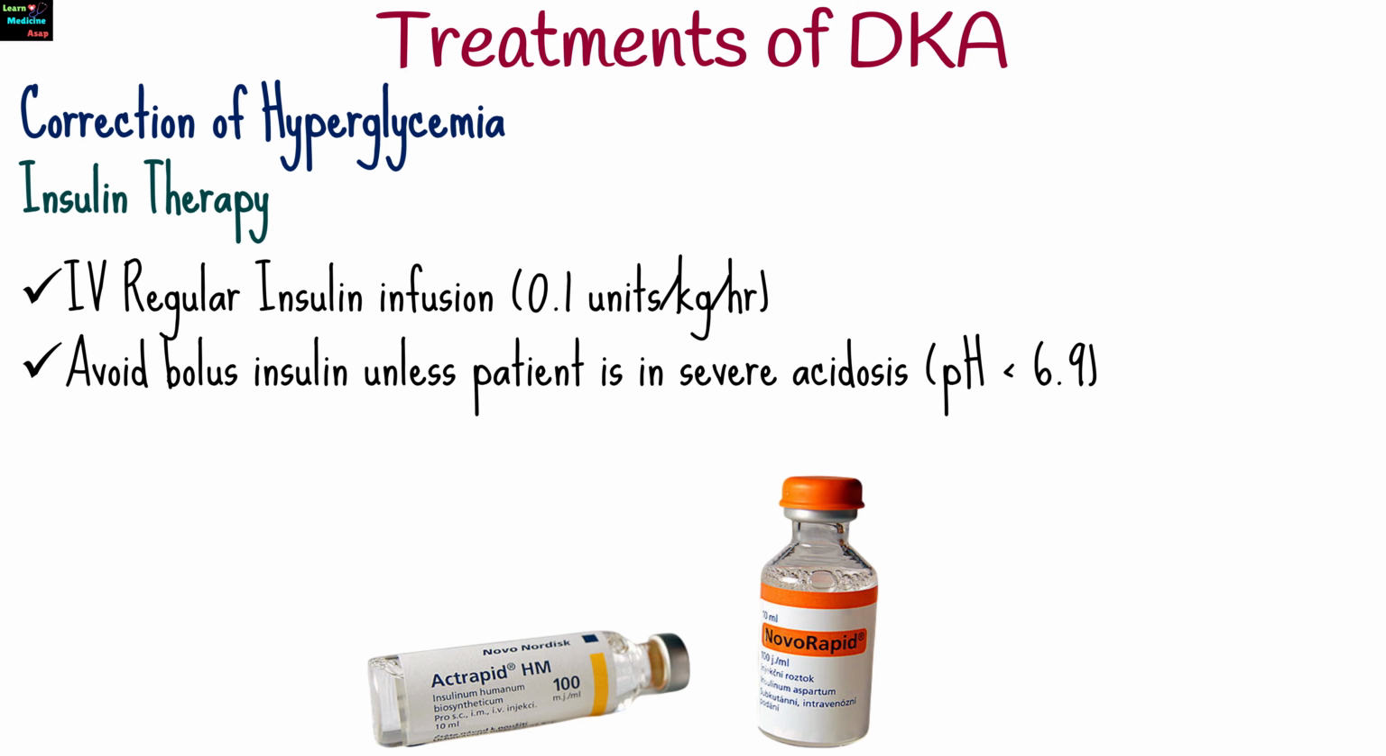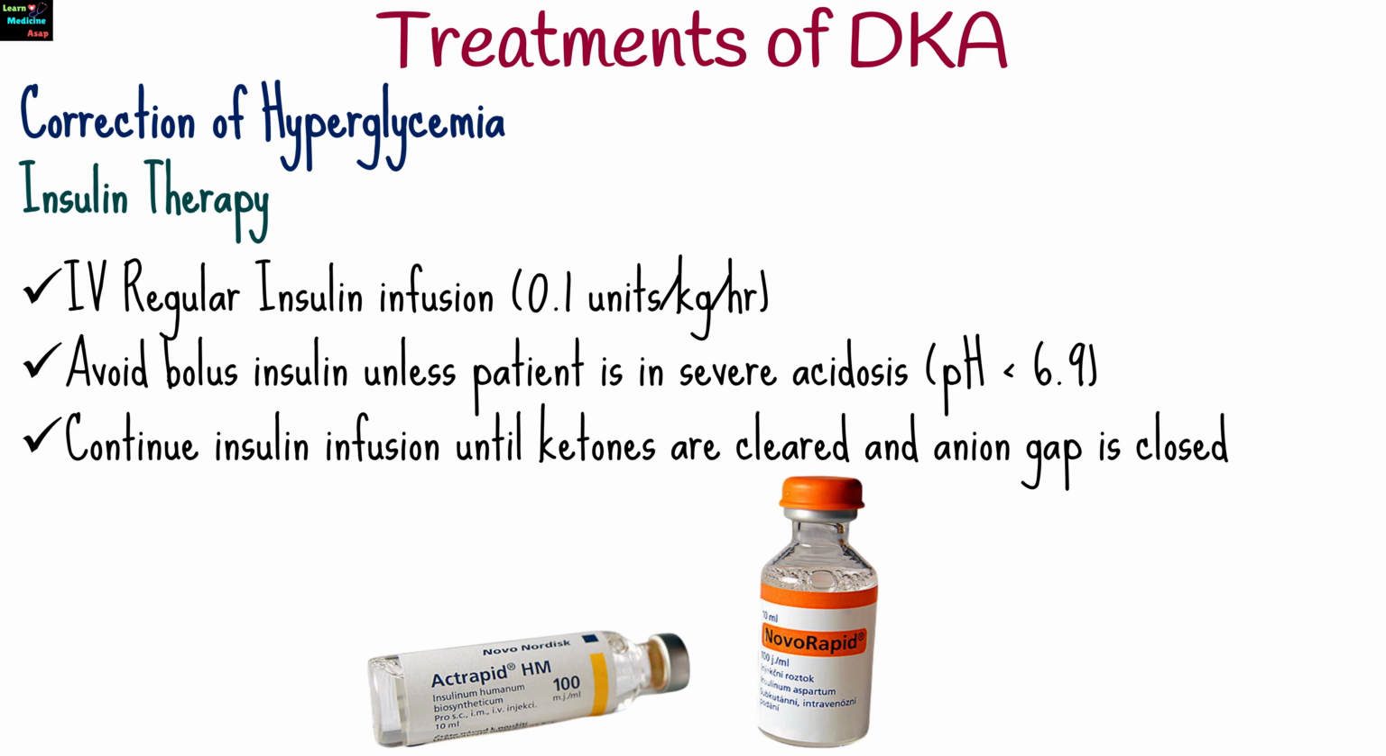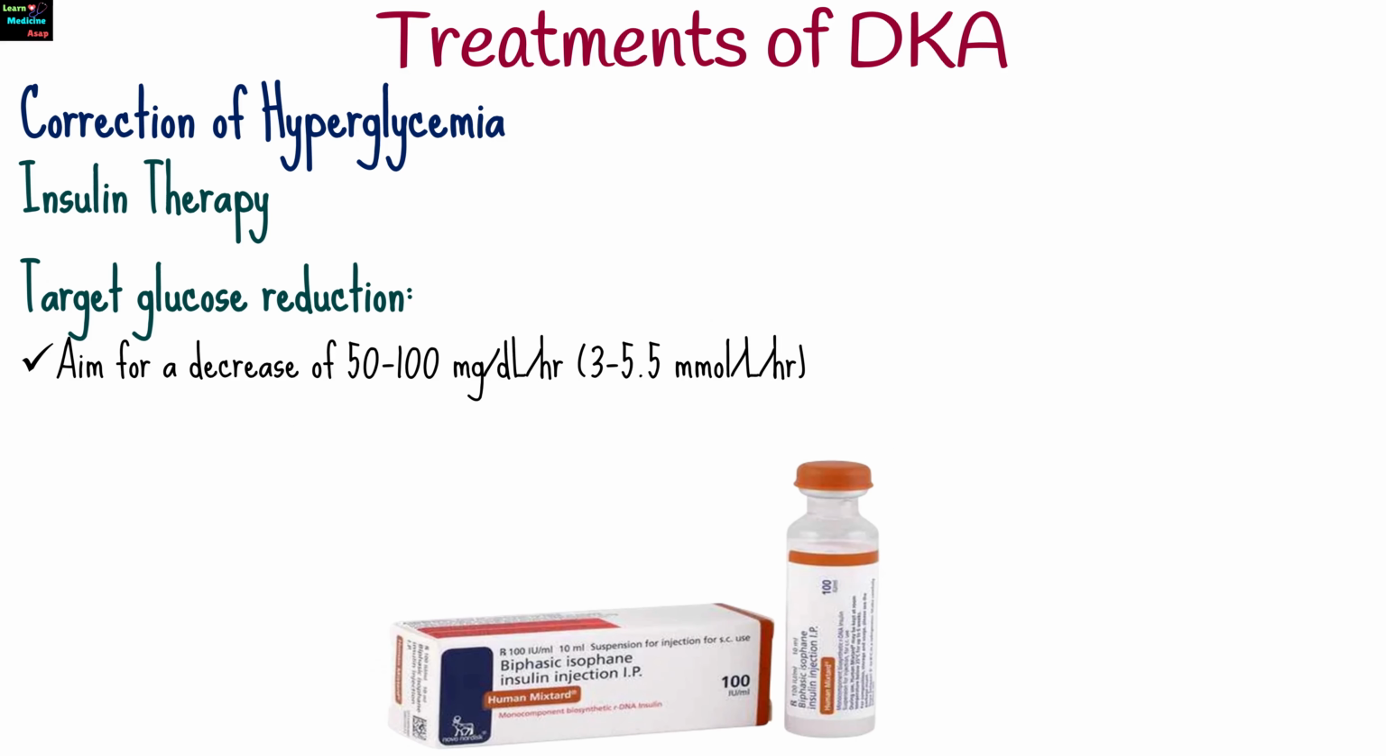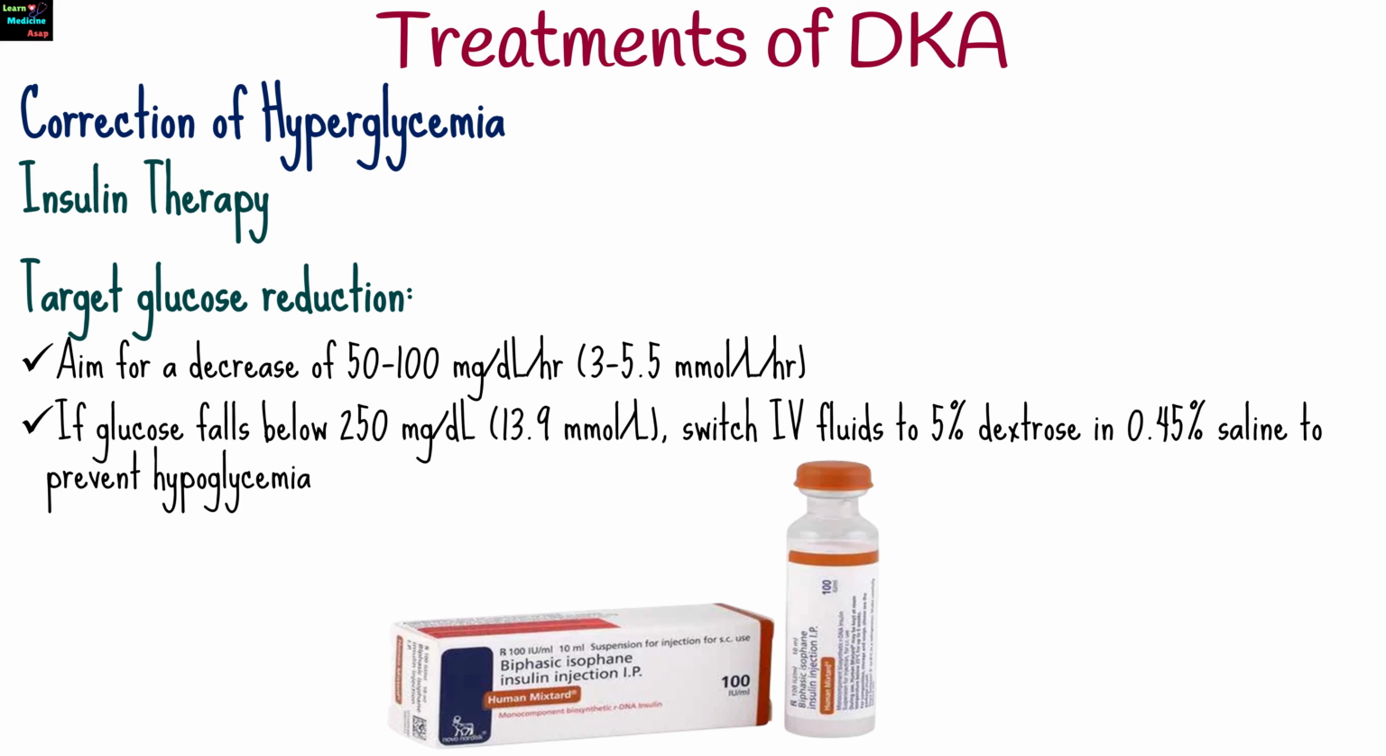Avoid bolus insulin unless patient is in severe acidosis. Continue insulin infusion until ketones are cleared and anion gap is closed. Aim for a decrease of 3 to 5.5 millimoles per liter per hour. If glucose falls below 13.9 millimoles per liter, switch intravenous fluids to 5% dextrose in 0.45% saline to prevent hypoglycemia.